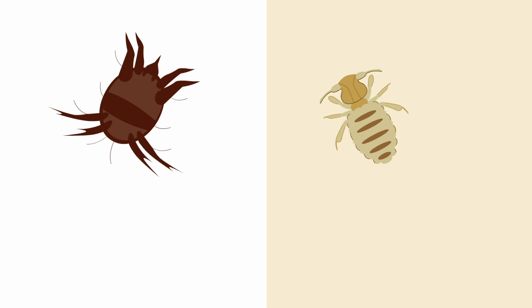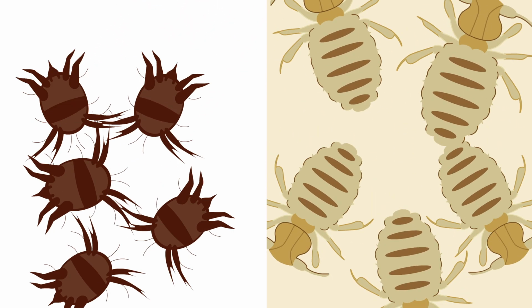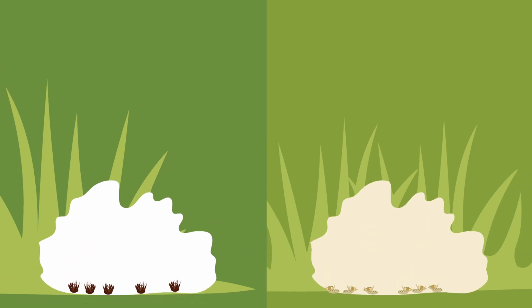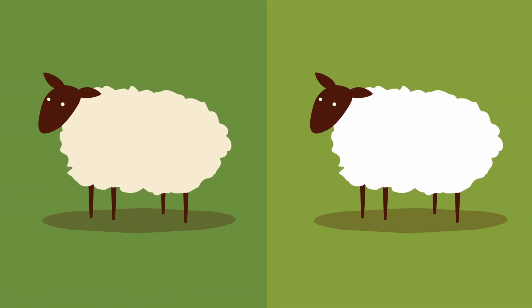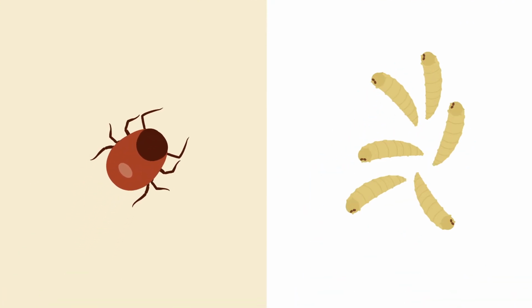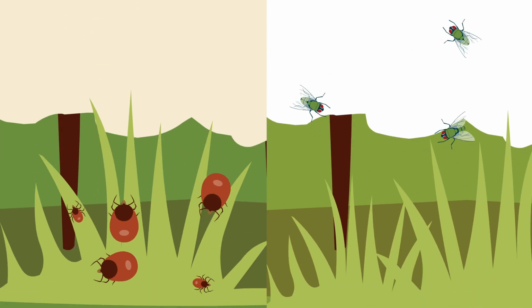Sheep scab mites and lice complete their whole life cycle on the sheep and only survive for a short period of up to 18 days off the animal. In contrast, ticks and blowfly only spend a part of their life cycles feeding on the animal and spend the rest of the time off the animal in the environment.